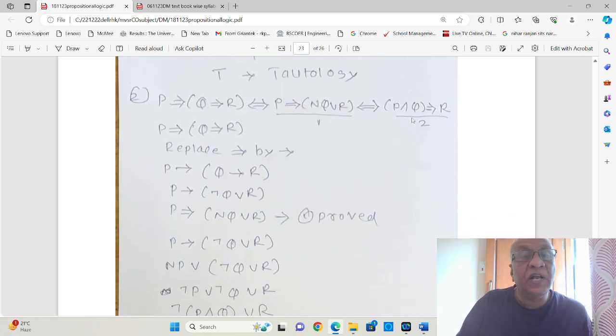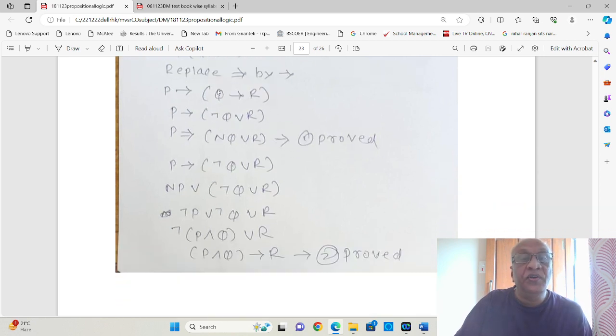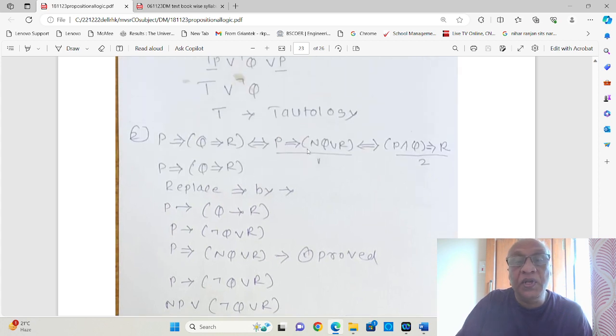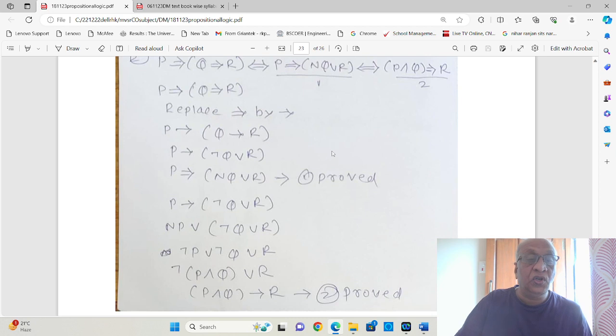We have a relationship like this. So let us take one at a time. I'll be taking the first one: P implies (Q implies R). So this Q implies R can be replaced as not Q or R. Okay, so P implies (not Q or R). It is already there. So first one is proved.